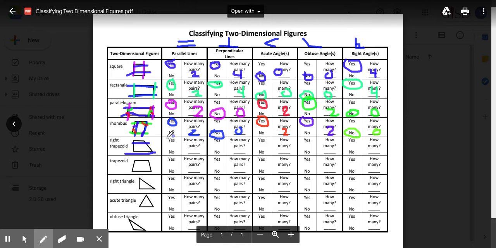So your answer is yes. And you have 1 pair. Your next question asks you how many sets of perpendicular sides. You have a perpendicular side there and a perpendicular side there, so your answer is yes, and I have 2 of them.